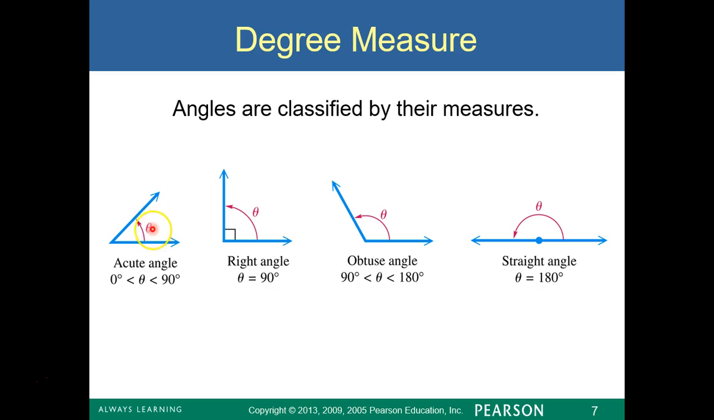Before I move on, notice that this little symbol right here is called theta. It's just a Greek letter that in trigonometry we often use to denote our angle measurement.